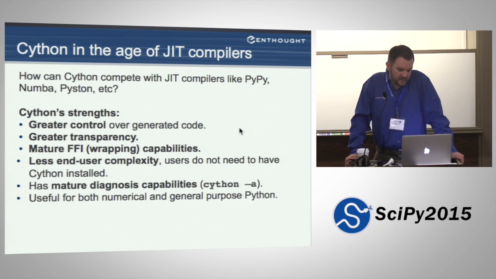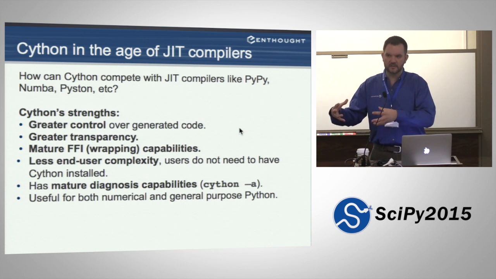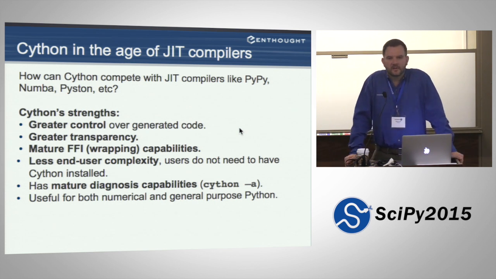Python has a lot of mature diagnosis capabilities, so its maturity is one of its strong points, although that's eroding over time as these JIT compilers get more mature and probably will have more tooling associated with them. But at least for now, Python's tooling is definitely a strong point. And Python is good for both numerical and for general purpose Python. So it's not just meant for one part of your Python code, but it can also speed up general Python code that doesn't necessarily involve loops over arrays and that sort of thing, although that's one of its strong points, certainly.